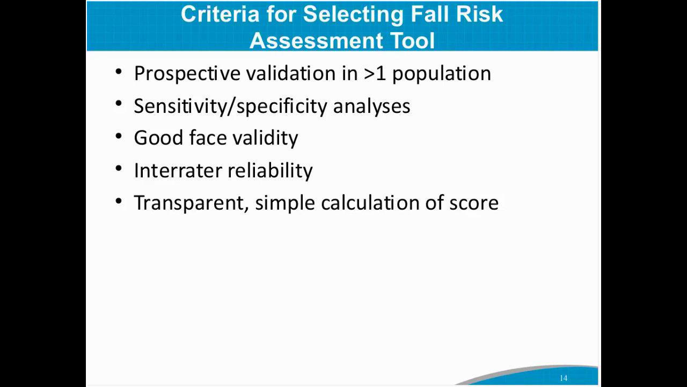And it should also have good inter-rater reliability, and that means that if the tool is completed by two different nurses on the same patient, they should identify the same areas of risk and they should get the same score. And then finally, there should be a transparent, simple method for calculating the score. You shouldn't need a calculator to calculate a fall risk assessment score.